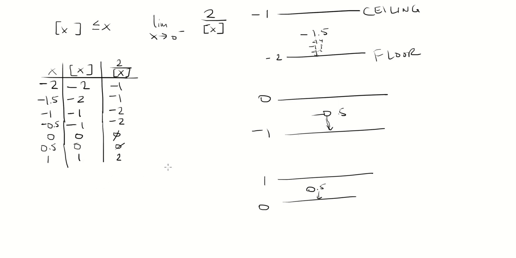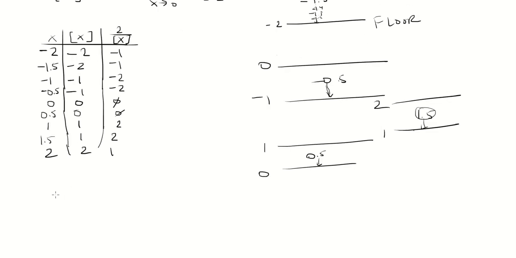Actually, let's keep going. Let's go 1.5 and 2. So 2 is an integer, so we know that works. 1.5, that's between 2 and 1, so if this falls down, that goes down to 1. So the floor of that is 1. So if you do 2 divided by 1 is 2, 2 divided by 2 is 1.